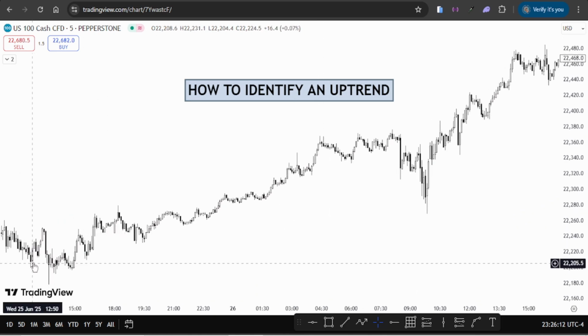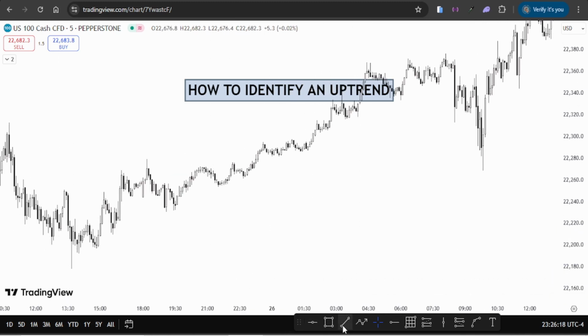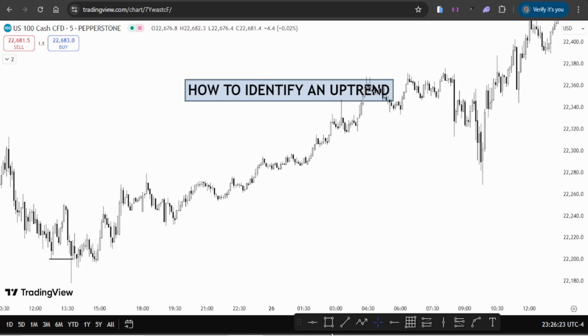So once price made this low here, it started to break previous highs. This previous high was broken. So once price breaks it here, it finds support at about this same level in the chart. Okay, so this is the low, this is the high, this is the higher low, and this is the higher high, this is the higher low.